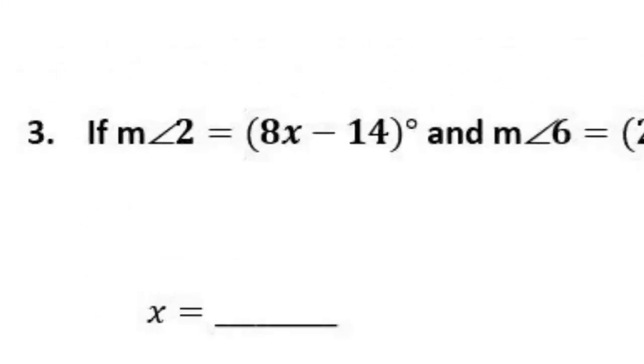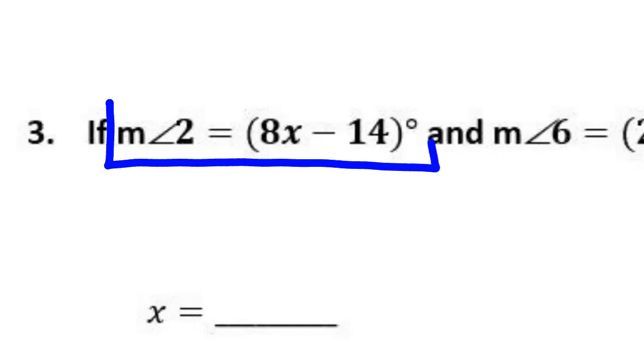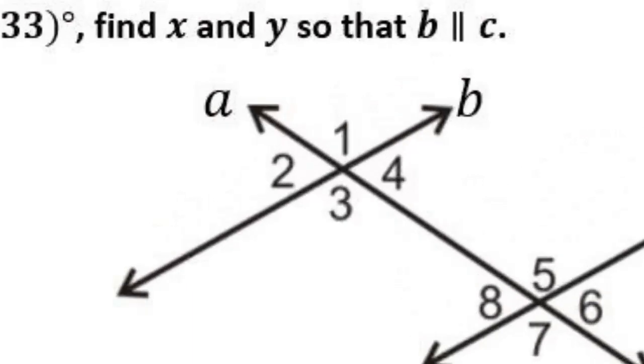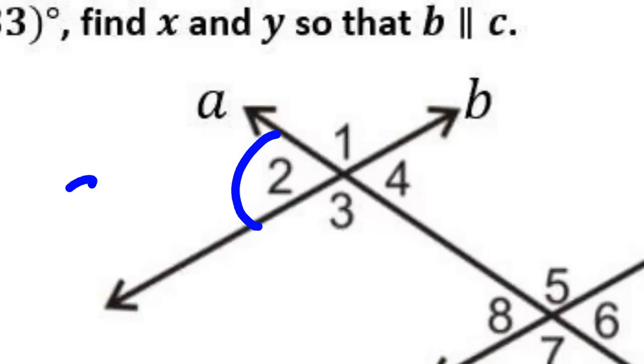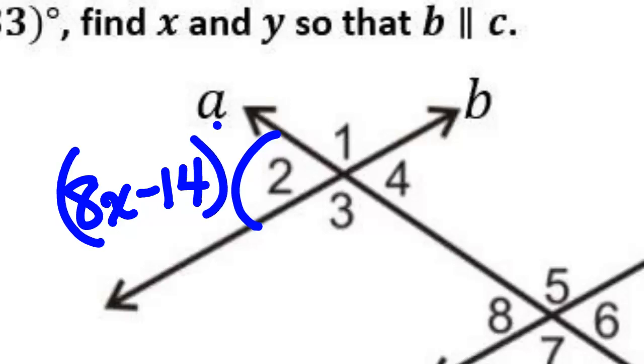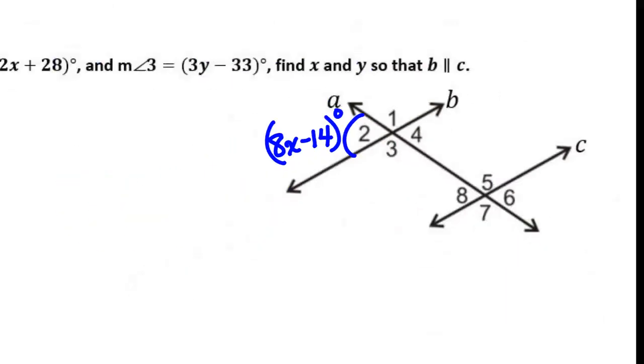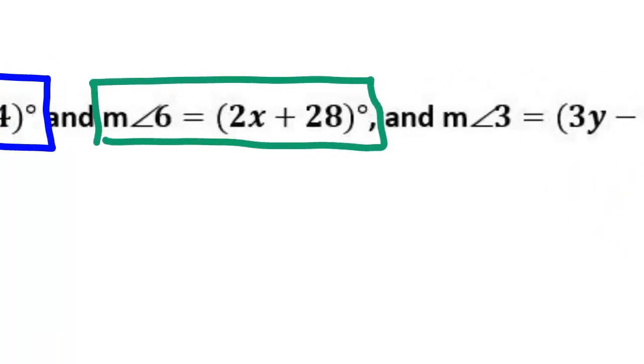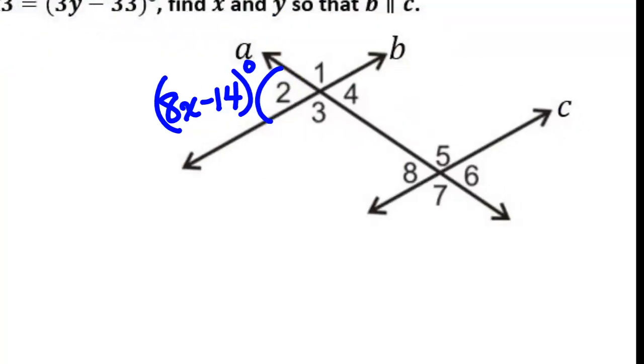On number 3, they start off by telling me that the measurement of angle 2 is 8x minus 14. Here's angle 2, 8x minus 14. And they also tell me that angle 6 is 2x plus 28. Angle 6 is down here, 2x plus 28. And they give me one more.